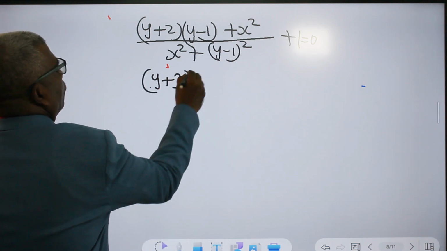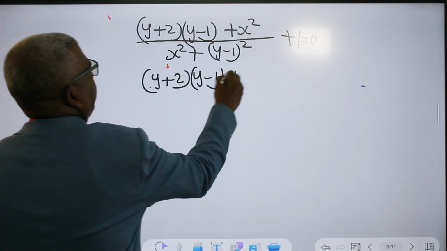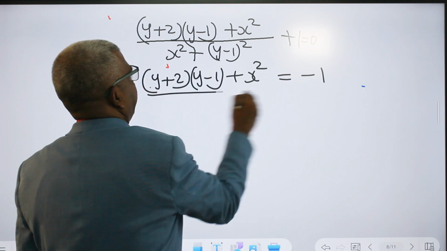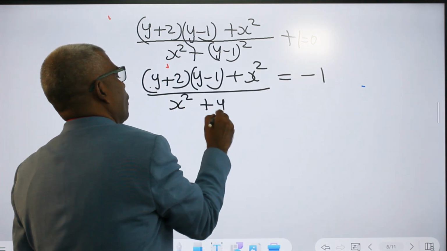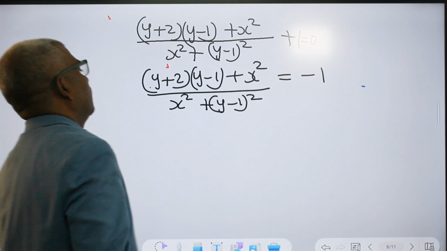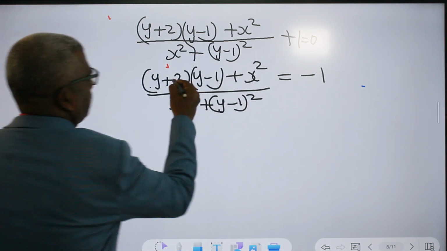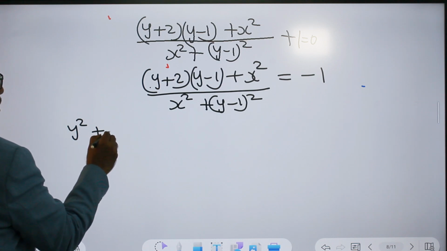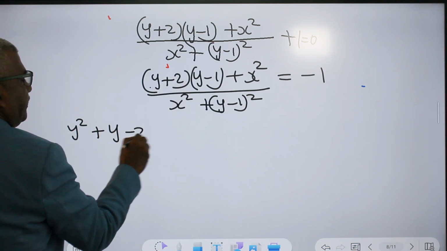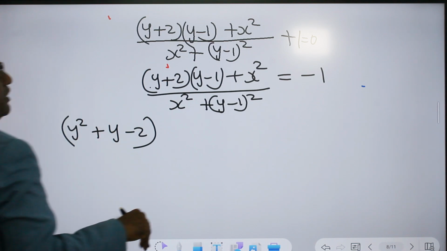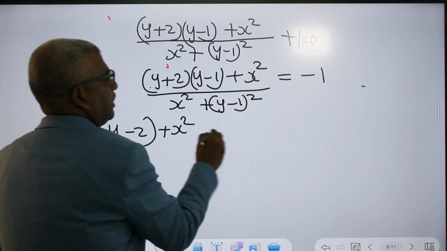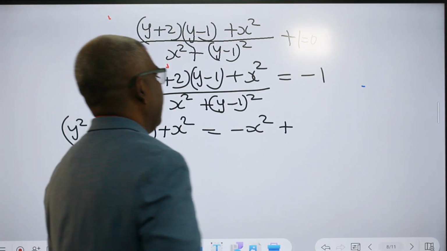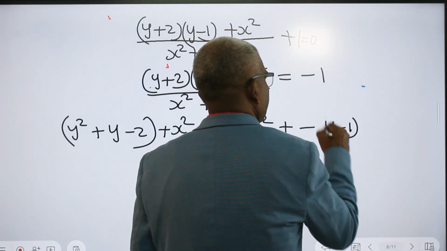Y plus 2 y minus 1 plus x squared, this plus 1 will go to minus 1 that side, divided by x squared plus y minus 1 whole squared. Okay, then y plus 2, I expand. What will happen? Y squared plus y minus 2 will come if we expand. Then plus x squared is equal to minus x squared minus y minus 1 whole squared will come.